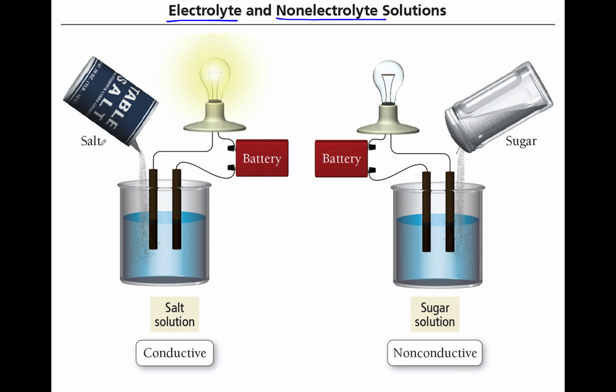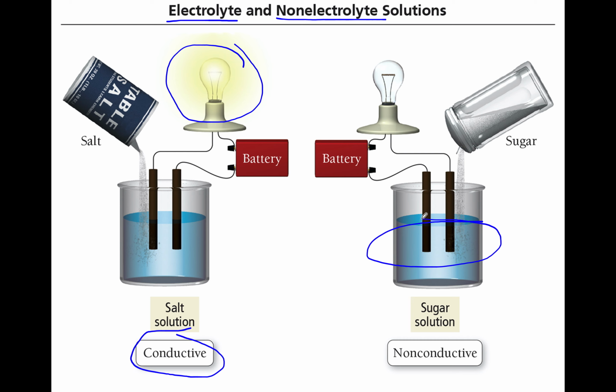So you put salt in, goes into ions, ions conduct electricity, conducts, the light bulb goes on. The light is on because there are ions in here. Sugar, remember, sugar is dissolving. We know it's in solution, but it dissolves as whole molecules. It does not turn into ions, so there is no light on. Nothing is being conducted. So this is a non-electrolyte because it's non-conductive.